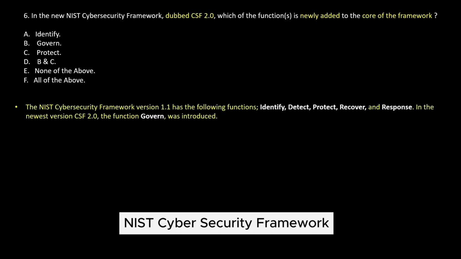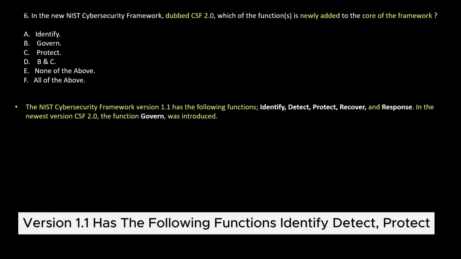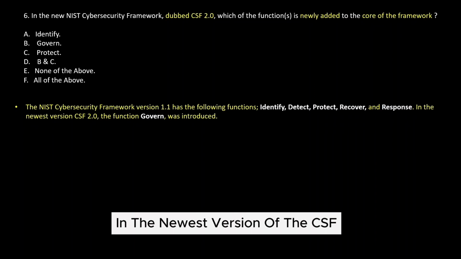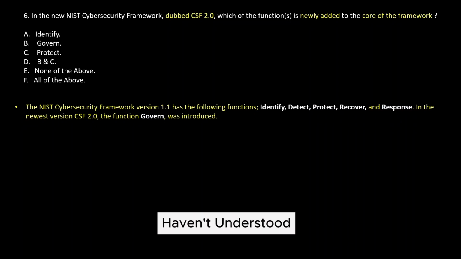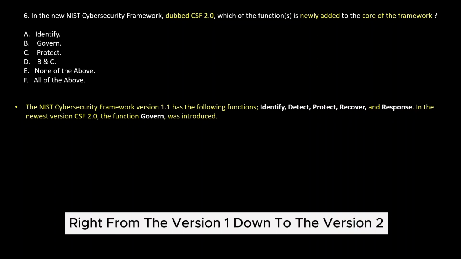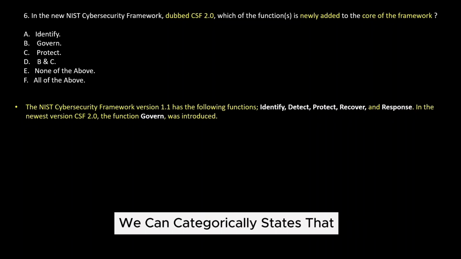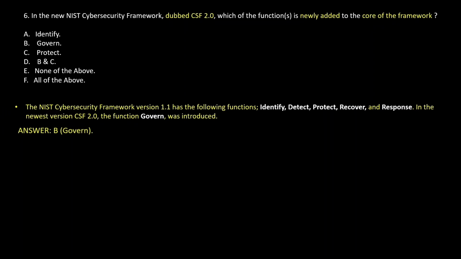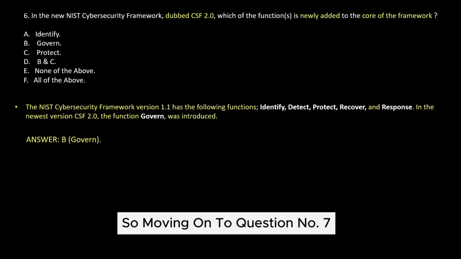The NIST Cybersecurity Framework version 1.1 has the following functions: identify, protect, detect, respond, and recover. In the newest version of the Cybersecurity Framework, the function govern was introduced. Having understood the various functions of the NIST Cybersecurity Framework, right from version 1 down to version 2, we can categorically state that the right answer to this question is option B, which is govern. So moving on to question number 7.